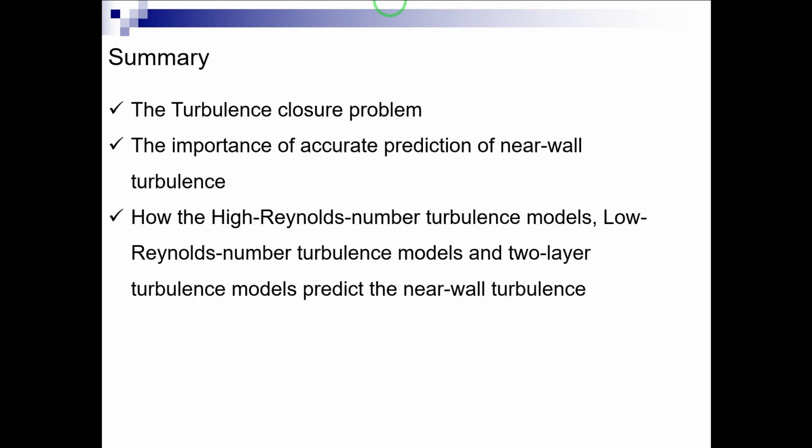So the summary of what I talked about in this video: we learned what the turbulence closure problem is. We also learned about the importance of accurate prediction of near wall turbulence, as it is related to several quantities of interest in this region, such as the skin friction coefficient, heat transfer coefficient, and also in most cases the wall is in fact the primary source of turbulence. And finally, we learned in a rather comprehensive manner how the high Reynolds number turbulence models, low Reynolds number turbulence models, and two-layer turbulence models predict the near wall turbulence.